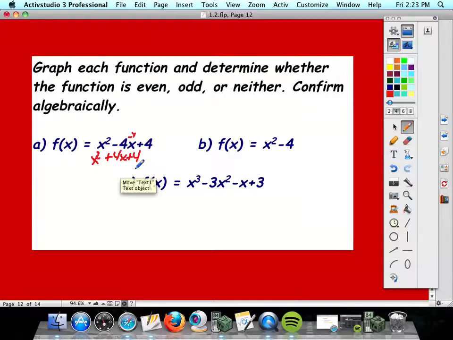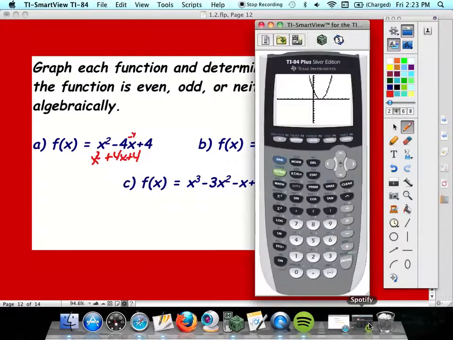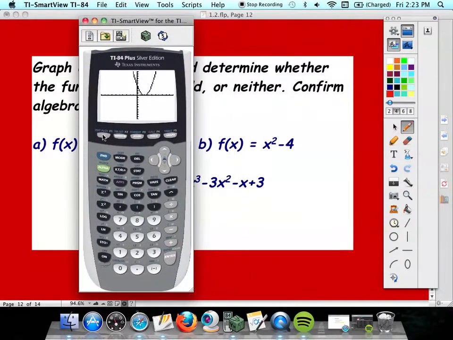Okay, let's take a look at the second one. That says x squared minus 4. So I'm going to go back to y equals, clear out what I just had in there, and let's go x squared minus 4. Hit enter. Graph it this time. Definitely looks like y-axis symmetry, which means it would be even.